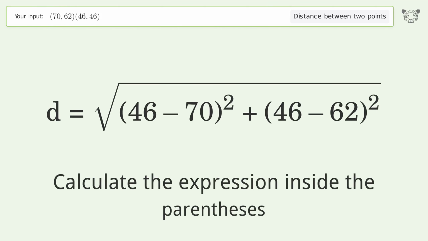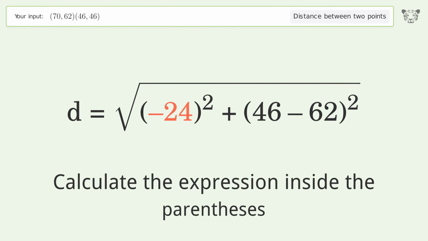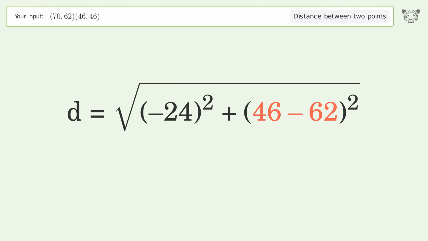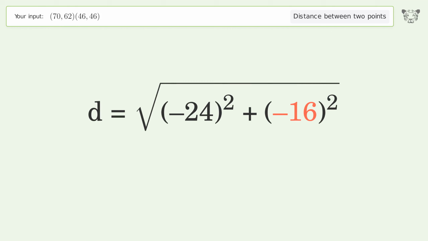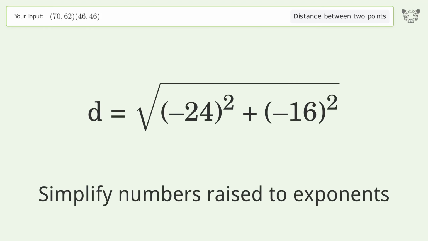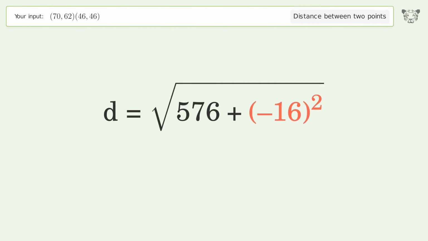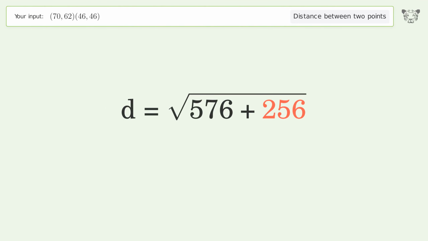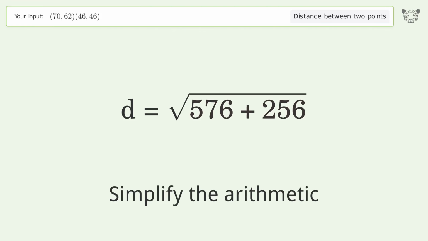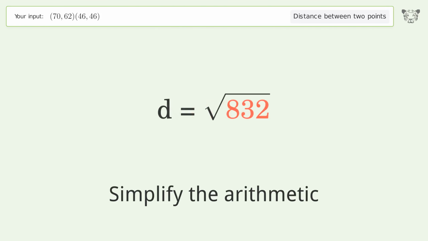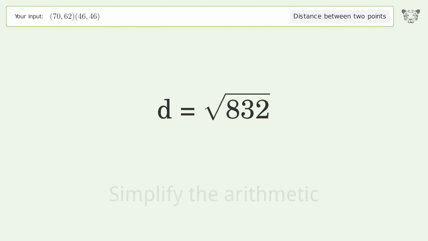Calculate the expression inside the parentheses. Simplify numbers raised to exponents. Simplify the arithmetic. And so the distance between the 2 points is the square root of 832, or 28.844.